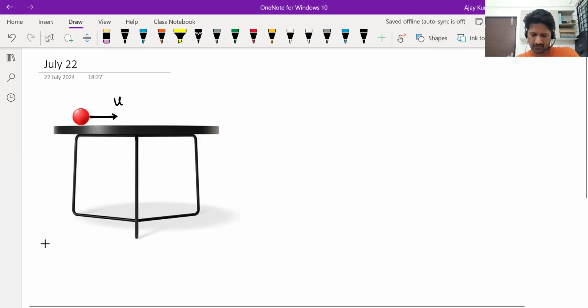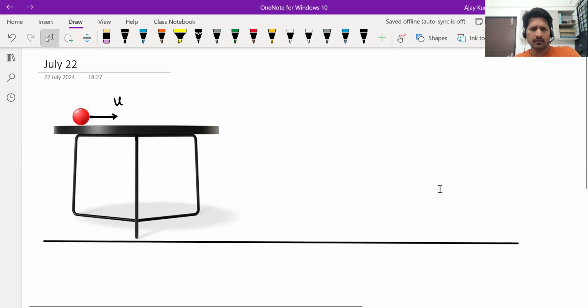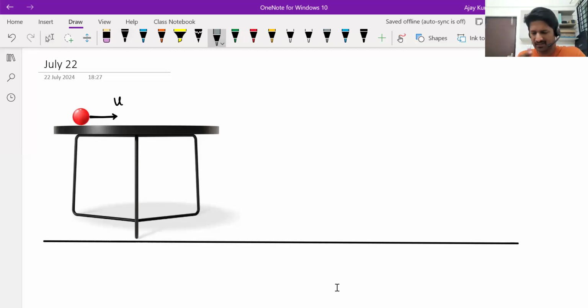Pawan, tell me, what will happen to the ball after it is given some velocity like that and released? It rolls till the edge of the table and then it falls off. Now, till it reaches the edge of the table, how does it move? What kind of path does it take?